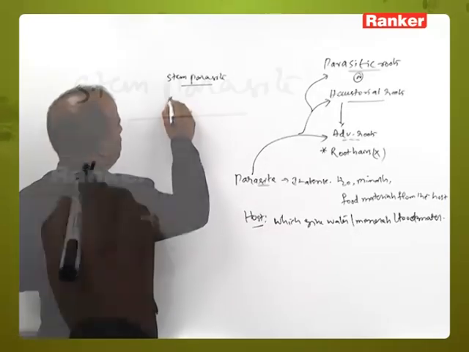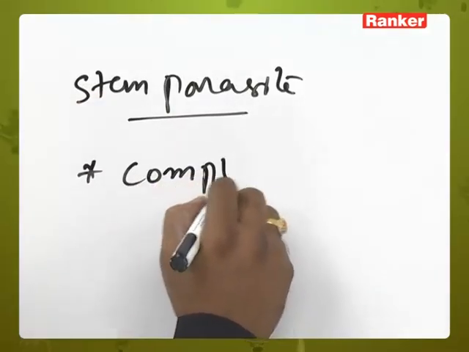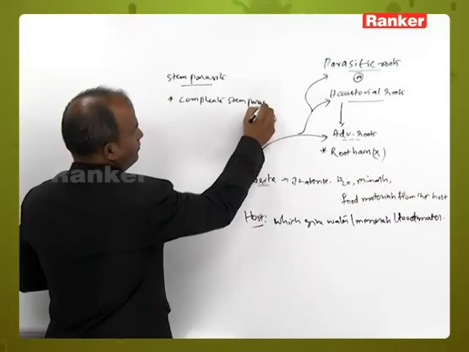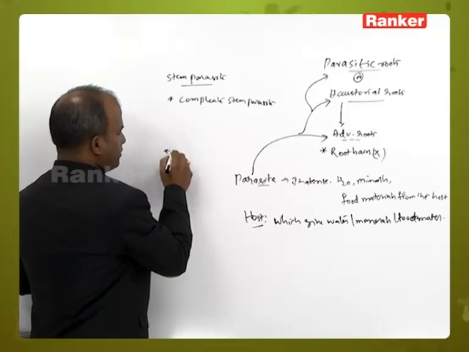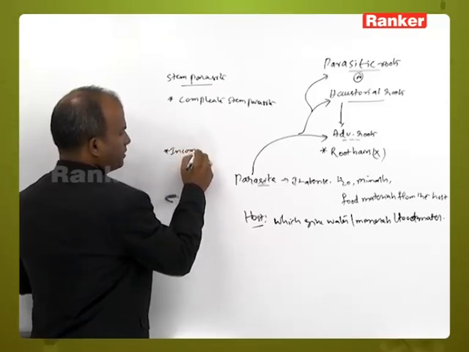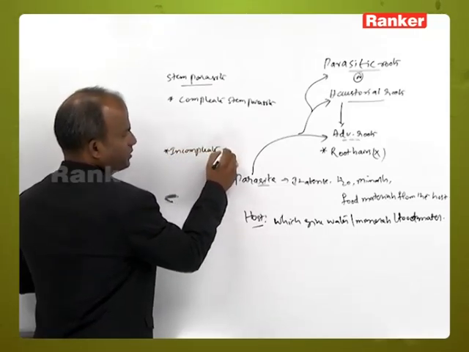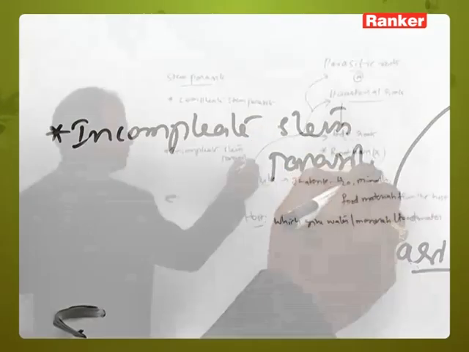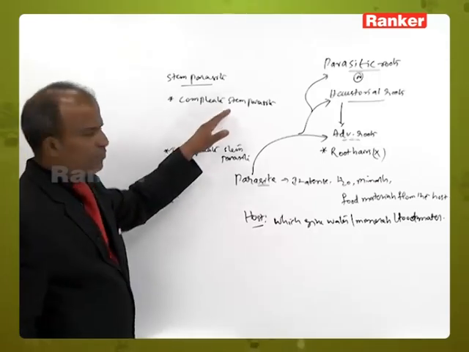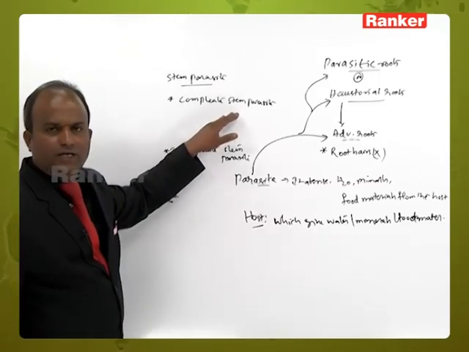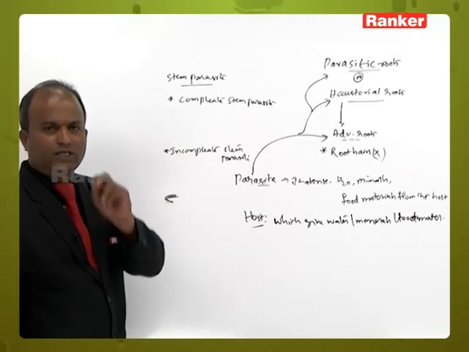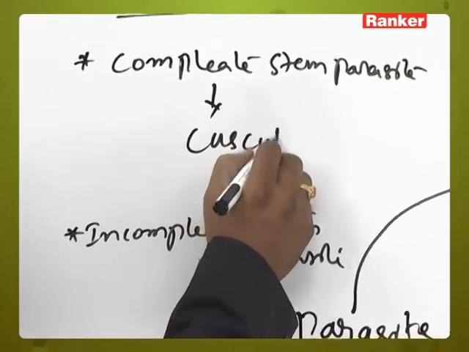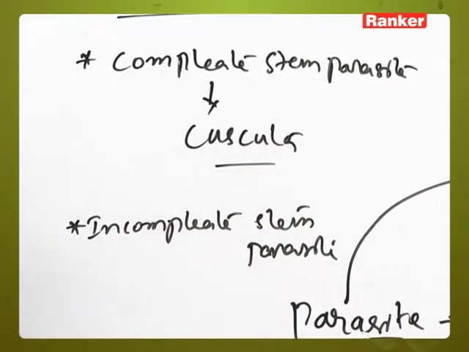One is a complete stem parasite, and another one is an incomplete stem parasite. So what is the example given for the complete stem parasite? That is nothing but Cuscuta. So this Cuscuta is one of the complete stem parasites.